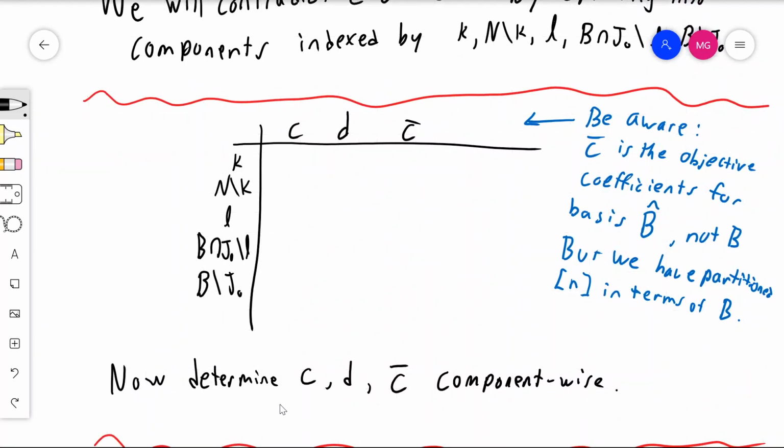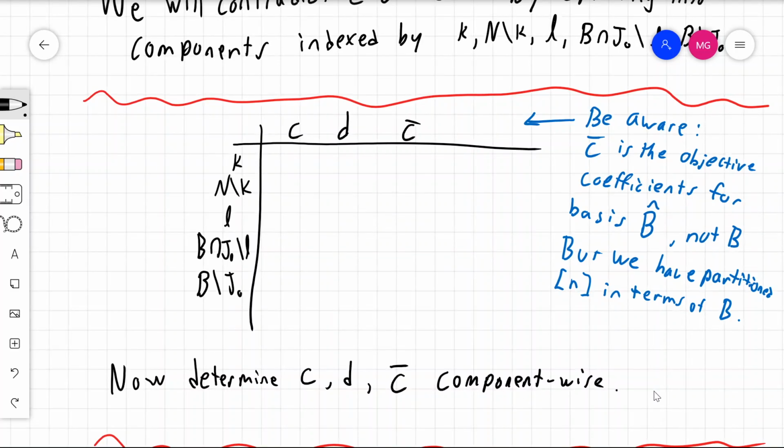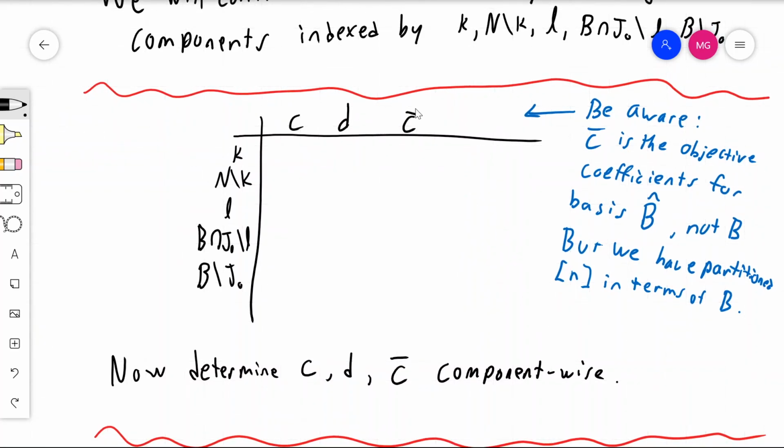So what we're going to do is determine C, D, and C bar component-wise according to these components. And we'll do that. So we're going to start with C bar, because that's kind of the one that's different, because it's in terms of B hat, first.